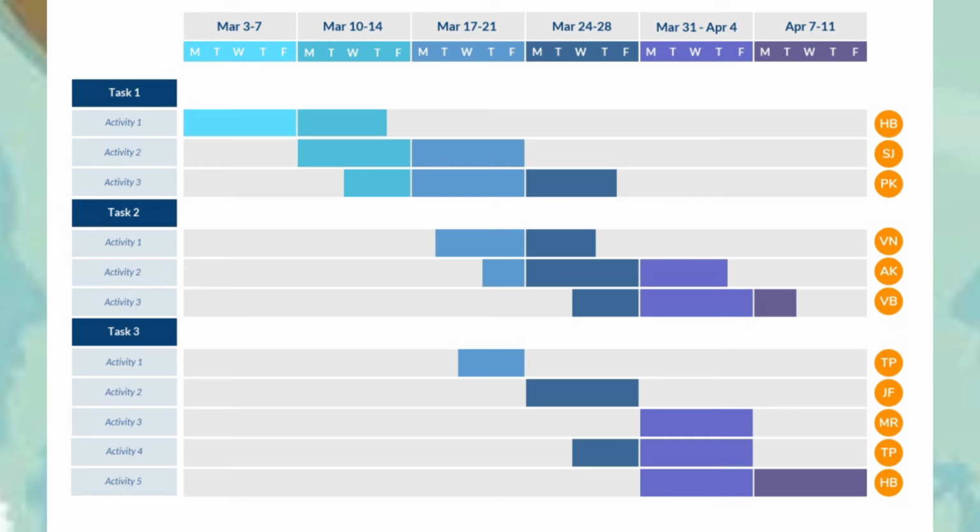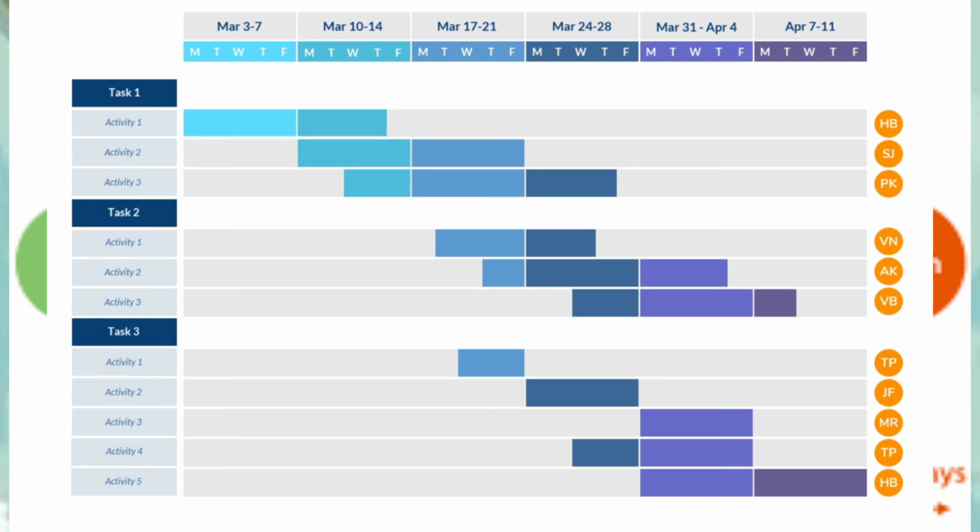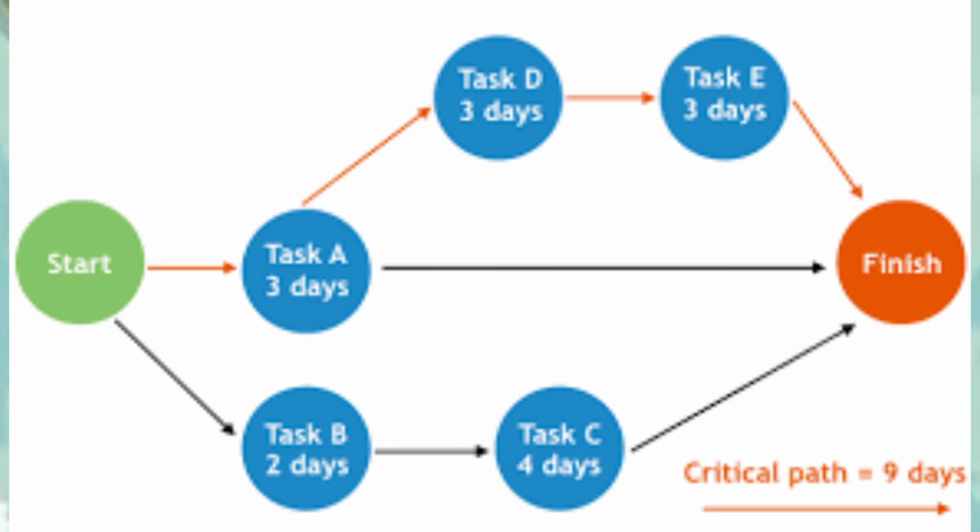Now coming on to the third, that is the network diagram, which shows the activities as boxes, called the activity on node network diagram. The important thing that you can learn from this network diagram is which activities are contributing to the total time required to complete your project.